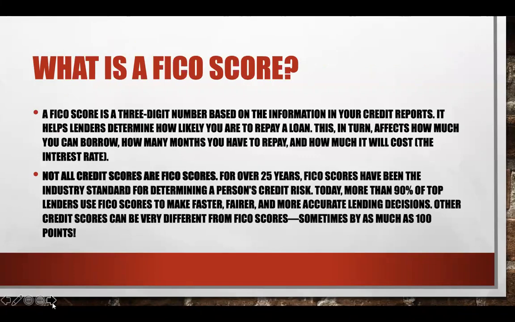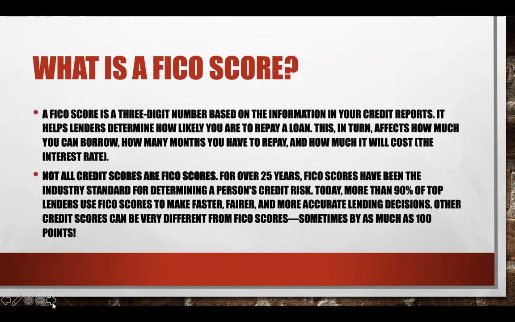All right, FICO score. So the world has evolved into a place where we are defined by our FICO score. So this is a score, a 3-digit number based on the information in your credit report. It helps lenders determine how likely you are to repay a loan. This in turn affects how much you can borrow, how many months you have to repay, and how much it will cost. That's the interest rate. So rule of thumb, the higher the FICO score, the less interest you'll have to pay on a loan.